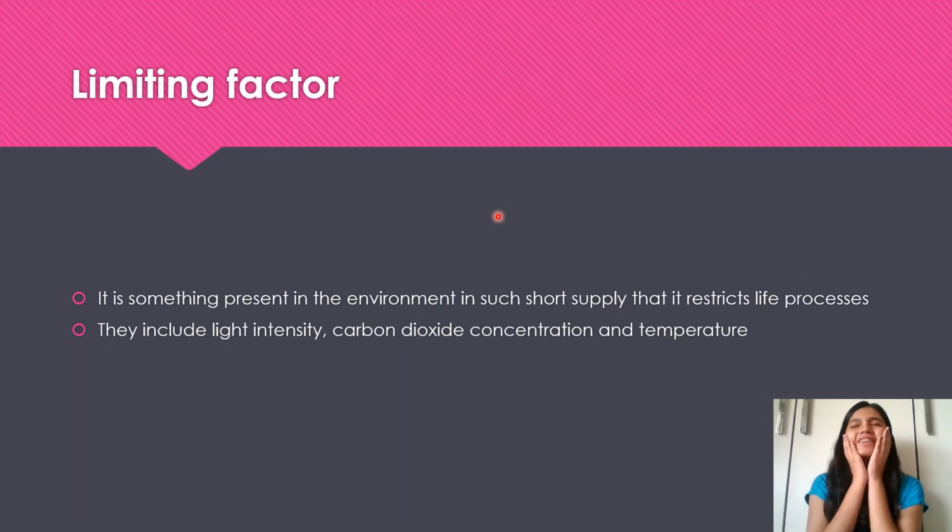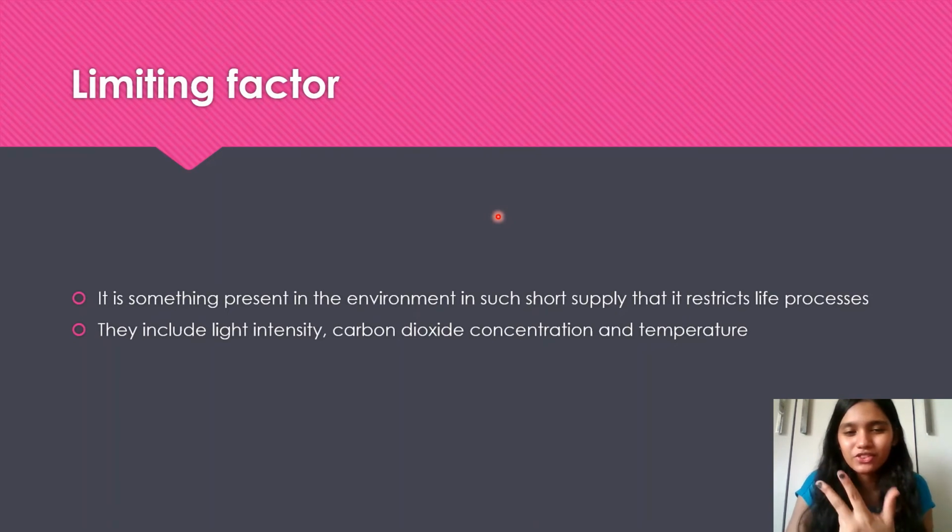Now, a limiting factor, very, very important concept. I personally hated this concept when I studied my IGCSE, but okay, let's go. So a limiting factor is basically something present in the environment in such short supply that it restricts life processes. So this includes light intensity, carbon dioxide concentration, and temperature, which were the three factors that affected the rate of photosynthesis. Because basically nutrition is a life process, right? Nutrition in plants is brought about by photosynthesis. So here these three factors are limiting factors that affect or restrict photosynthesis, okay?